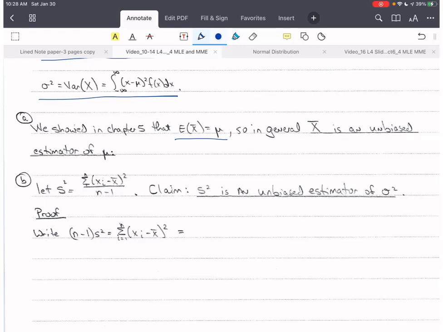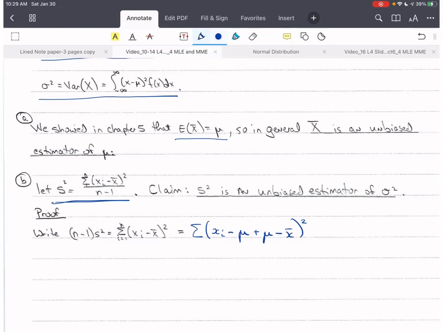Now we're going to take on a little more complicated example. So let S squared equal the sample variance. So that's the sum of xi minus x bar quantity squared divided by n minus 1. And our claim is that S squared is an unbiased estimator of sigma squared. So to start the proof, we're going to multiply both sides of this equation by n minus 1, and that leaves us just the summation to work with. So now we're going to do a trick. So this is equal to xi minus mu plus mu minus x bar, all quantity squared.